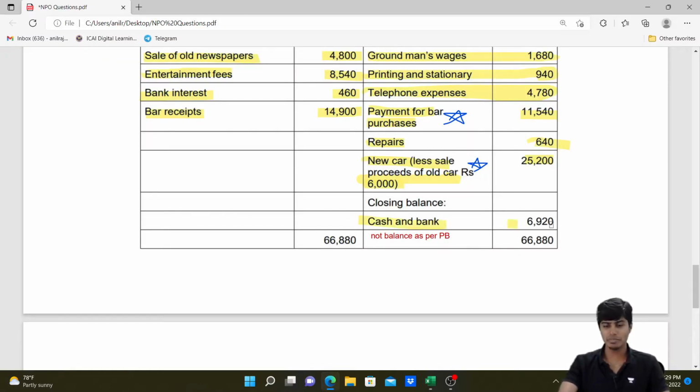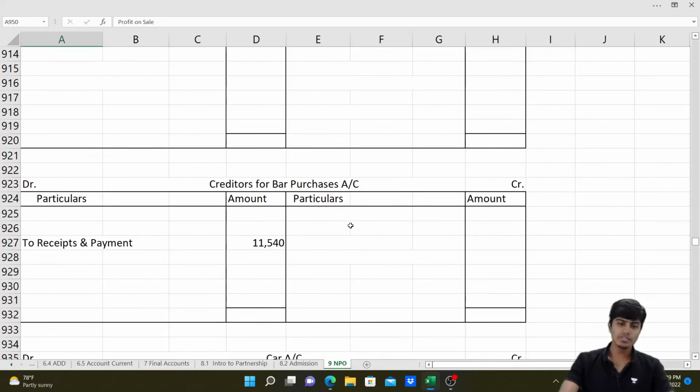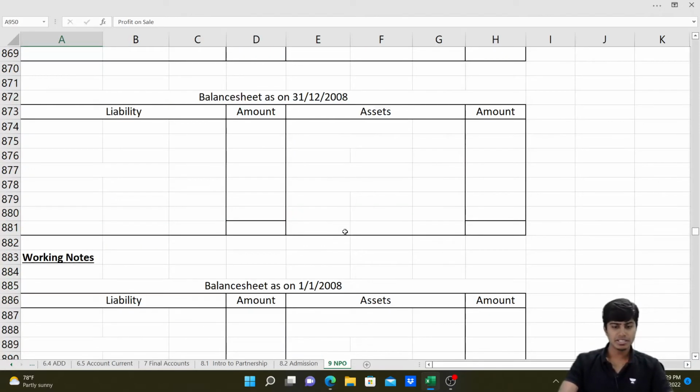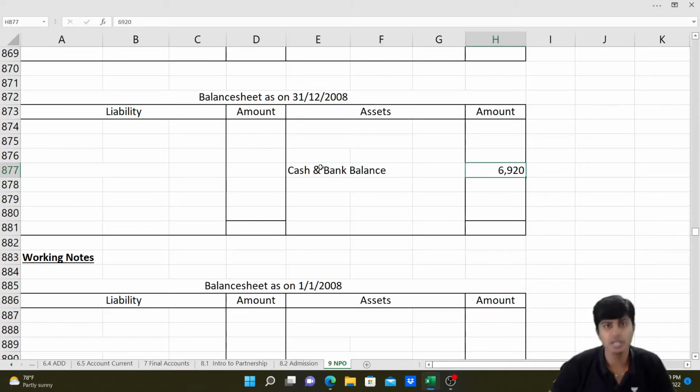Closing balance of cash and bank 6,920. This will come in our closing balance sheet. See, balance sheet as on 31st of December 2008. I'll write cash and bank balance 6,920 rupees only. Got it?